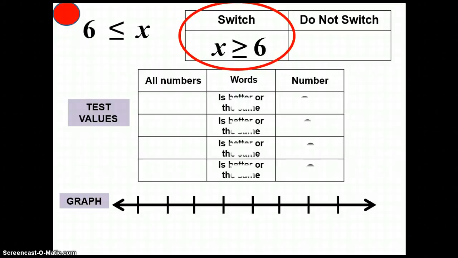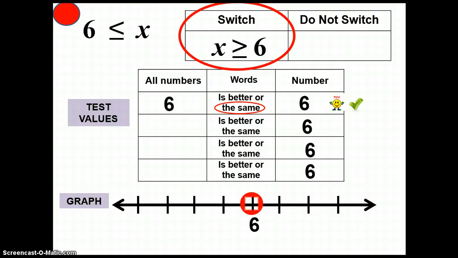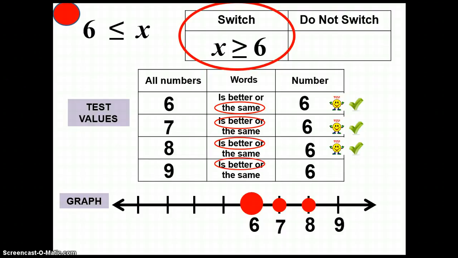So we're going to start with 6. Is 6 better or the same as 6? The same, right? So we're going to draw in a circle. What are some other numbers that are better than 6? 7, right? 8, 9, and so on and so forth. So all the numbers to the right are going to be included, including 6.